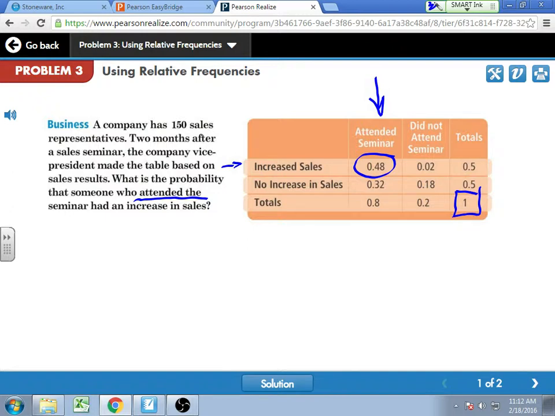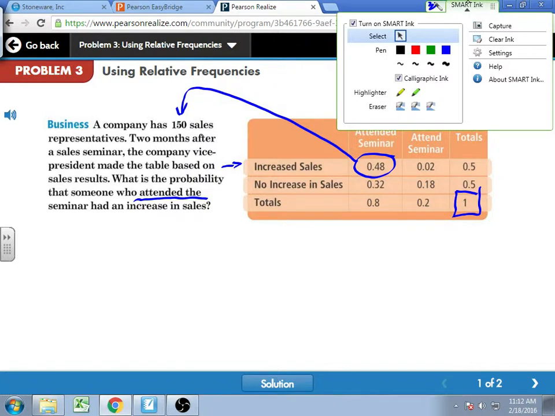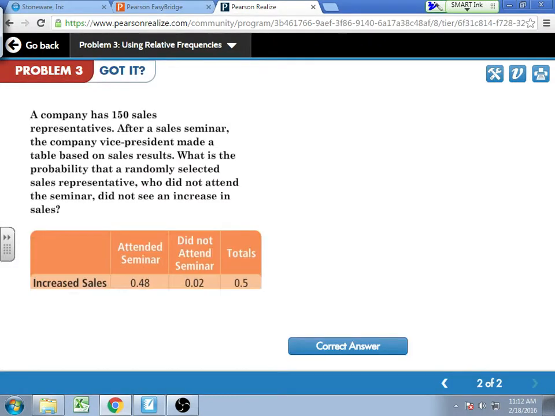I multiplied 0.48 by 150. This is 48% of their representatives. So 48% of their representatives went to the seminar and increased their sales. So I would just take 0.48 times the 150. Try this on your own.